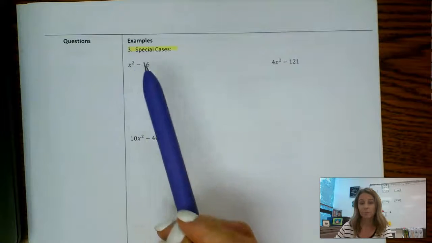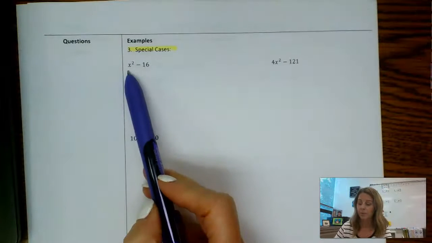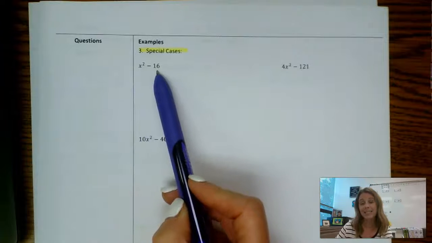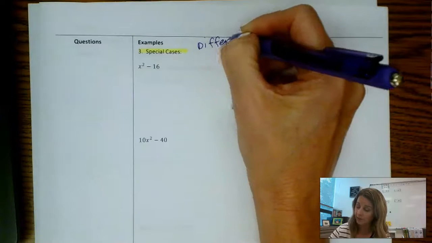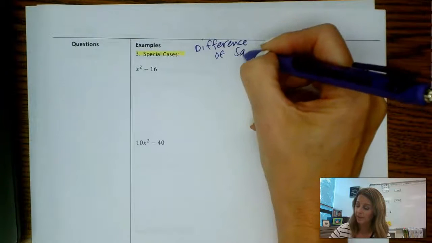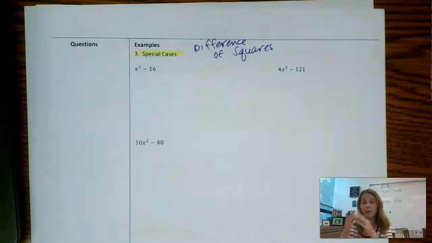So remember, a perfect square is the result of a value or variable multiplied by itself. So this is a perfect square because x times x is x squared. 16 is a perfect square because 4 times 4 is 16. Okay, so this is called difference of squares. And if you know your perfect squares, these are super fast to factor.